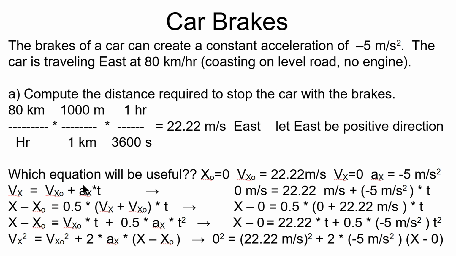How do we pick the right equation? Which one's going to be useful? Well, we list out what we know. We know that we can put the initial position anywhere we like. So I'm going to put the initial position when we start to apply the brakes. So x naught will be 0 when we start to apply the brakes. When we start to apply the brakes, we now have an acceleration of minus 5 meters per second squared.